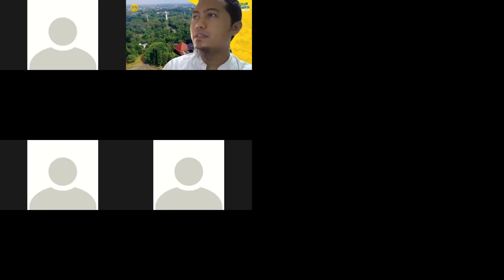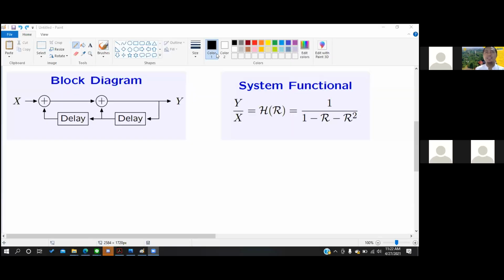And then the second group is Goldie, Nadia, and Raihan Safero. Please prepare your presentations. Can you see the paint? Yes, perfect. Okay. So can I annotate here? Okay, so this is the block diagram, and this is a system function.